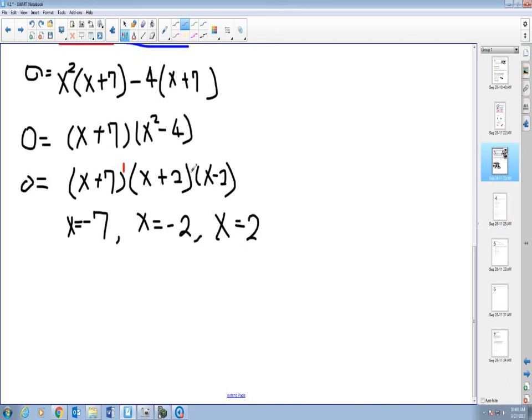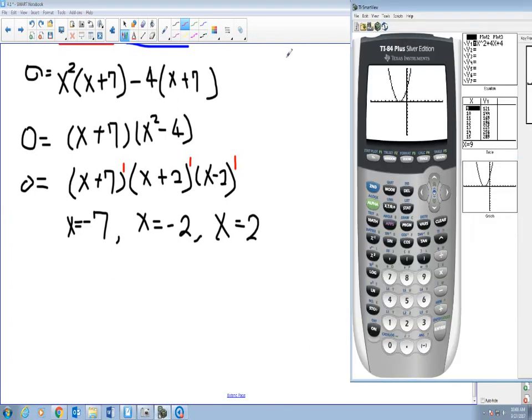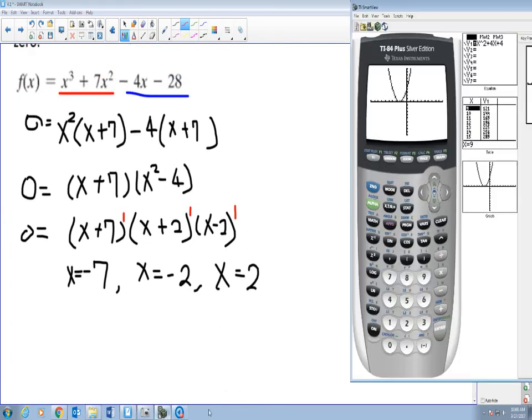Well, the multiplicity is 1, 1, 1, so that means the graph will cross. If you don't believe me, let's graph it. You'll cross over the x-axis 3 times. Remember now, this is an odd degree, and the leading coefficient is 1. x to the third plus 7x squared minus 4x minus 28.